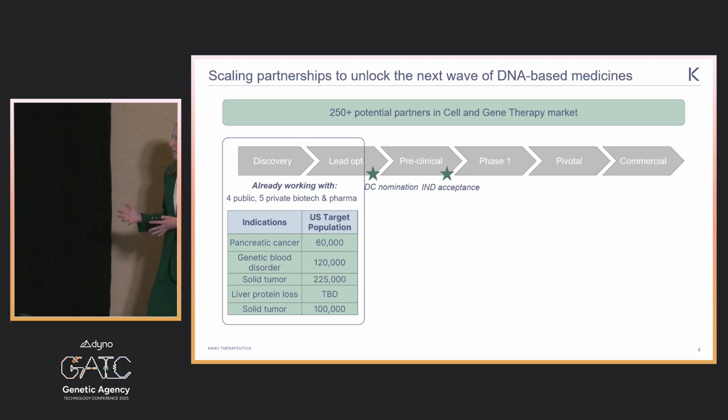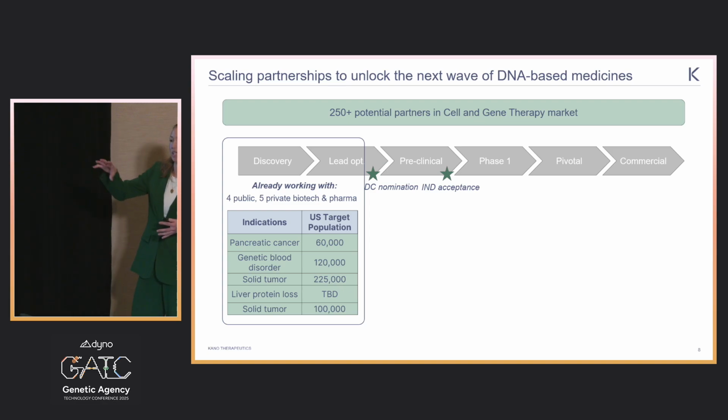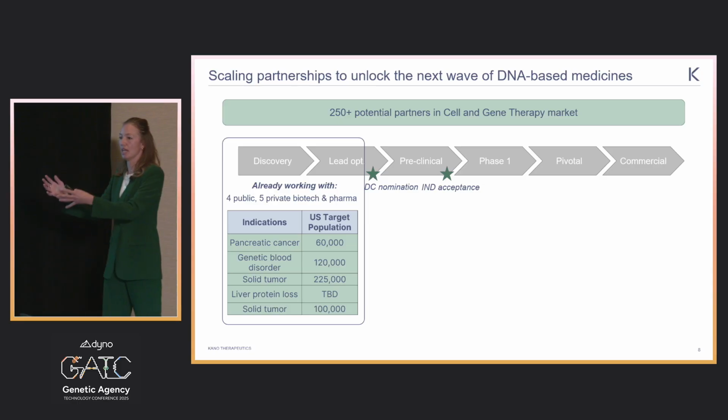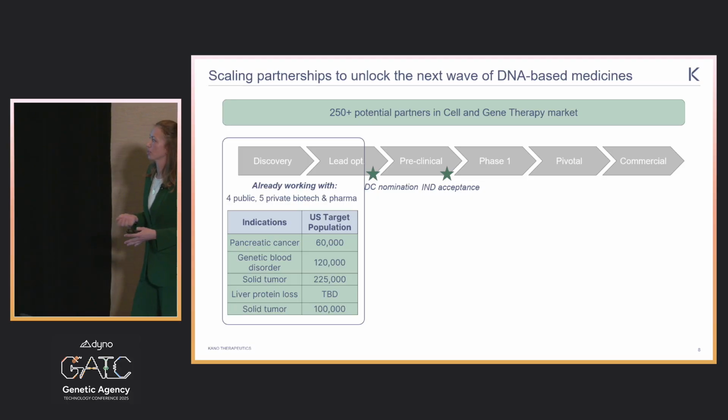And so what we do right now is that we have looked at where we can best place this technology most efficiently. And we are already working with 4 public pharma companies and a couple of private biotechs across different indication areas, really allowing us to diversify and thereby create a community of people that all face the same purpose by also using several different modalities and technologies: pancreatic cancer, blood disorders, solid tumors, liver protein loss. So this is really for us the opportunity to start with every one of our partners early when they think about lead optimization.